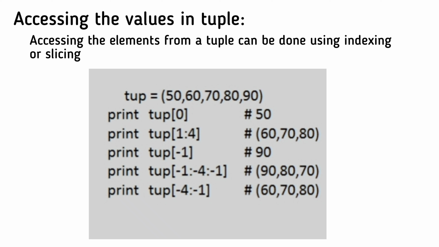And I print tup of minus 1, which works like a list. And I print tup of minus 1 colon minus 4 colon minus 1, it gives 90, 80, 70. Here the first minus 1 indicates the reverse order and minus 4 indicates up to the minus 4 value, and the last minus 1 indicates the reverse order, and it gives 90, 80, 70. Like this, I print minus 4 colon minus 1, which prints the values from minus 4 up to minus 1.